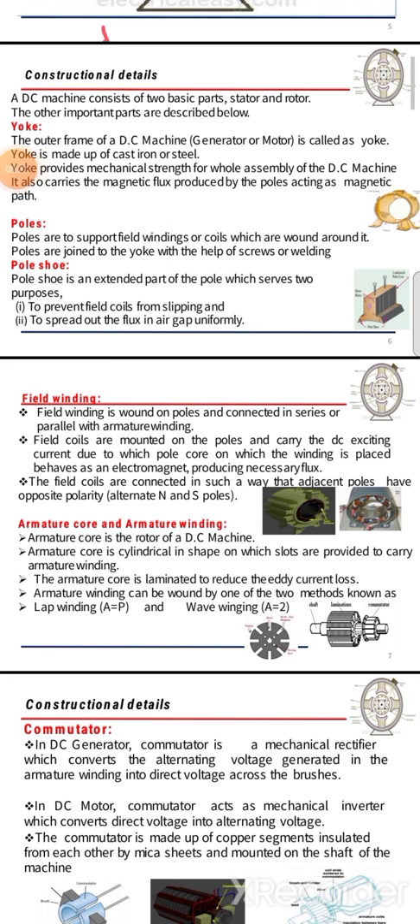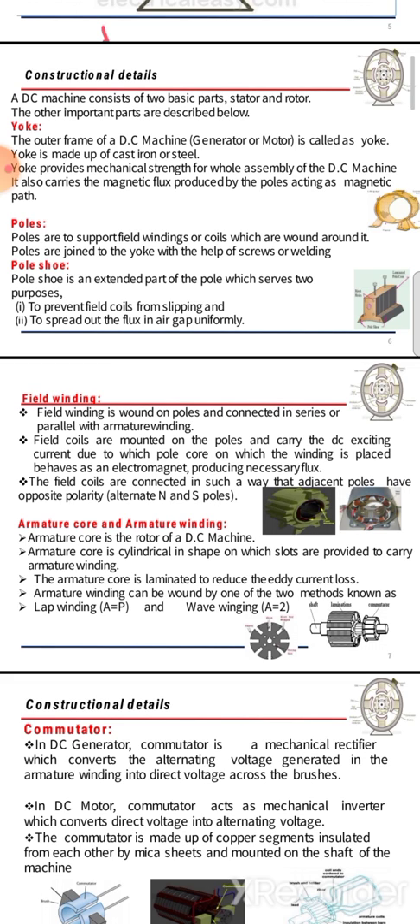Next one is the armature core and armature winding. The armature core is the rotor of a DC machine. It is cylindrical in shape, with slots provided to carry the armature winding. The armature core is laminated to reduce eddy current loss. Armature winding can be wound by one of two methods, known as lap winding and wave winding.